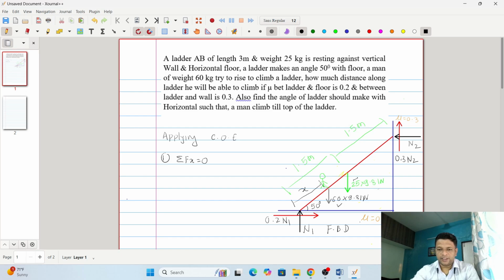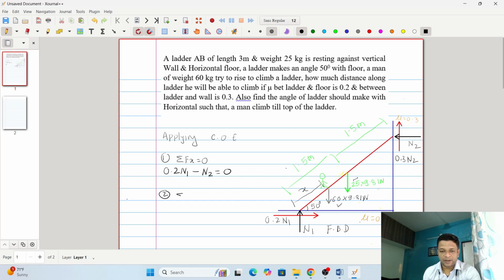Here the horizontal forces are 0.2 N1, which acts towards the right, so it is positive. Then N2 acts to the left side. So these are the only two horizontal forces. We'll write it here. First one will start with the N1, so 0.2 N1 minus N2 is equal to 0. This is our first equation.